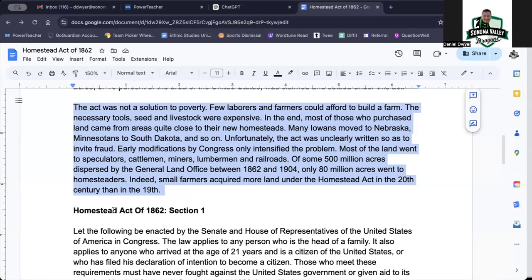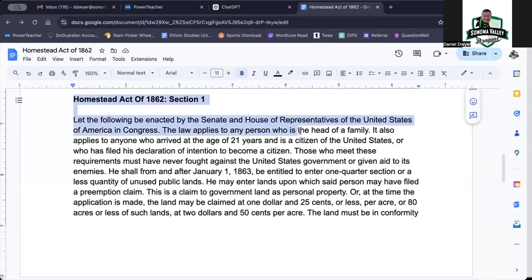Homestead Act of 1862, Section 1. Let the following be enacted by the Senate and House of Representatives of the United States of America in Congress. The law applies to any person who is the head of a family. It also applies to anyone who has arrived at the age of 21 years and is a citizen of the United States, or who has filed his declaration of intention to become a citizen. Those who meet these requirements must have never fought against the United States government or given aid to its enemies.